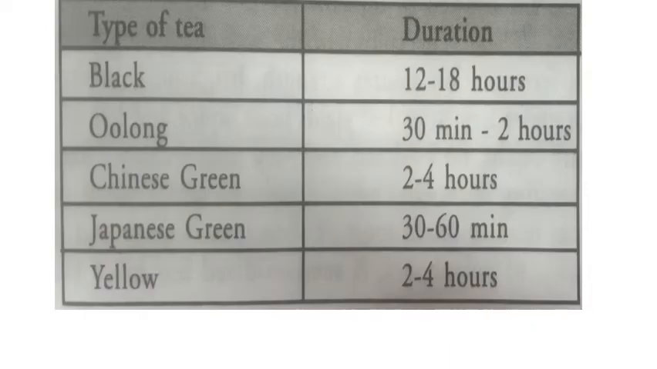So, type of tea and duration of withering. Firstly, we have black tea. It requires 12 to 18 hours of withering process. Then comes oolong tea, which is semi-oxidized tea. It requires 30 minutes to 2 hours duration. Next comes Chinese green tea, which requires 2 to 4 hours of withering. Then comes Japanese green tea, which requires 30 to 60 minutes of withering. Then yellow tea, which requires 2 to 4 hours of withering process.